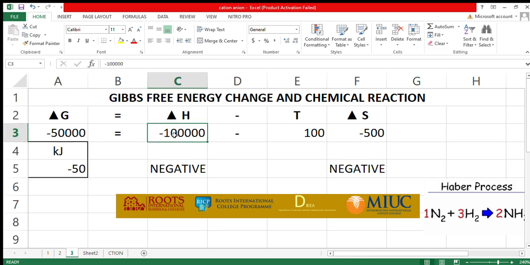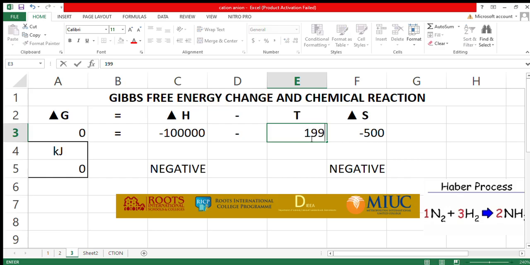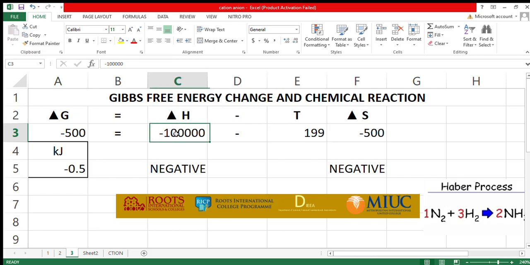Now if I change the temperature, for example I make it 200 Kelvin, you can see it is not feasible, the value becomes 0. Now if I make it 199, it is feasible. It means the temperature should be lower, or the enthalpy change value should be higher, for this particular chemical reaction to be feasible.